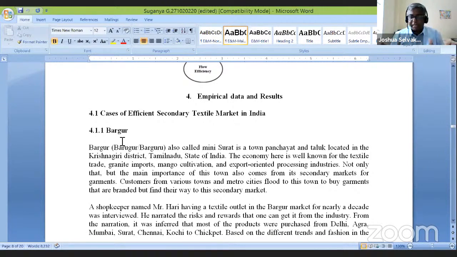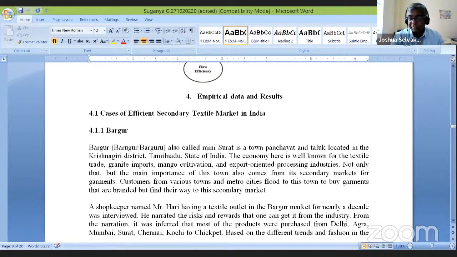This entire market in Bargur is run by a few families, one or two families. They are very closely knit. They never disclose their supply chain process. They never disclose their practices. We had to go and stay there and talk to them slowly to get information for doing this paper. And finally, we got some information on how they are getting this, and we put it into the paper.